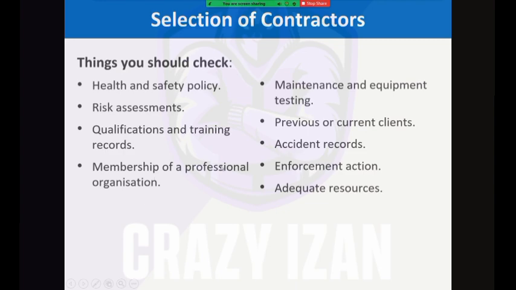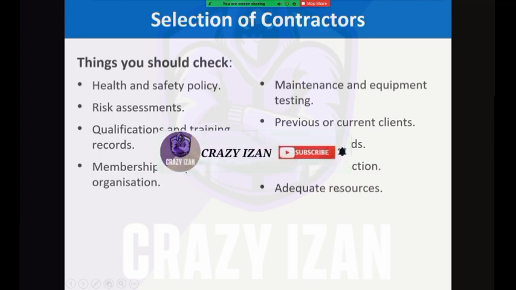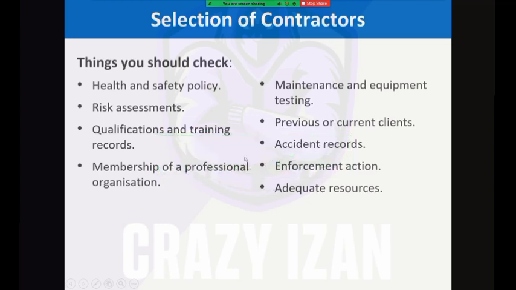Also, you need to look at the membership of professional organizations. Do they have any membership of professional bodies or not? You should also look at the maintenance and equipment testing as well. Previous or current clients should be considered as well. You can talk to their previous clients and their present clients and get feedback as well. Also look at their accident records, whether any previous accident history is there or not. Enforcement actions should be considered. So you need to look at any enforcement action which has been taken, and adequate resources have to be provided as well. So you can look at their resources. Do they have adequate resources or not? So you need to look at all these things when you are selecting a contractor.